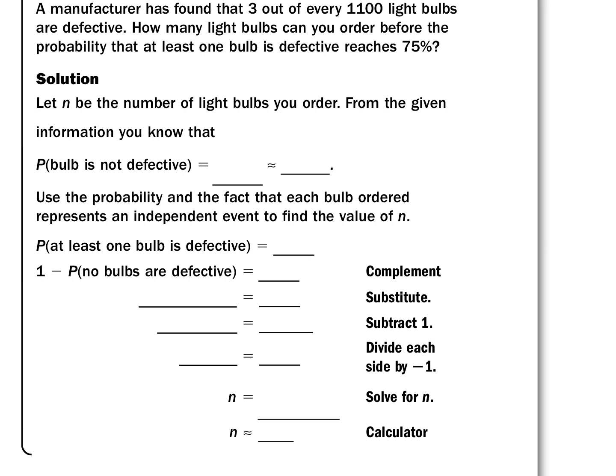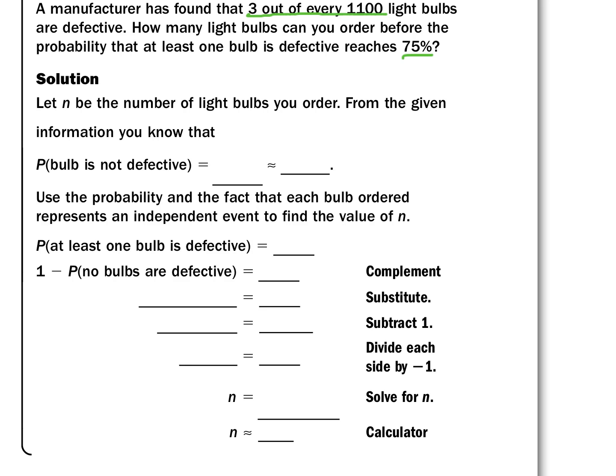In example 2, we're solving a probability equation, so we need to be really careful here. It says a manufacturer has found that 3 out of every 1,100 light bulbs are defective. How many light bulbs can you order before the probability that at least one light bulb is defective reaches 75%? So we're going to let N be the number of light bulbs you order.